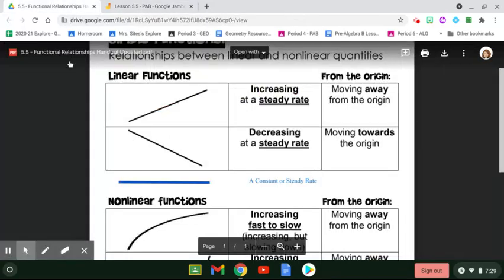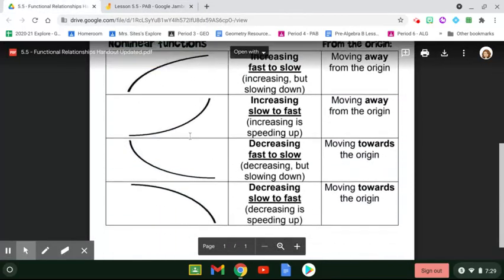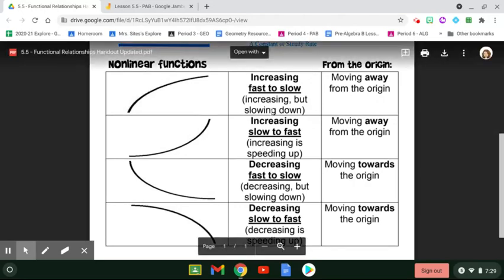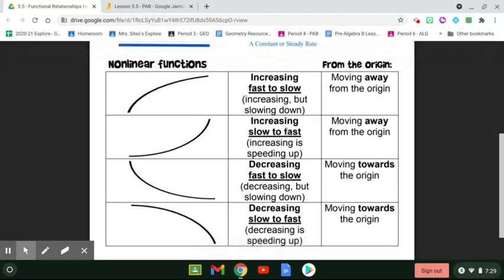So when I look at these nonlinear sections, increasing at an increasing rate, it's got to be one of these two with the increasing. It'd be increasing but slowing down. That doesn't sound right. Increasing from slow to fast would be increasing as speeding up. So it sounds like it's going to be that one.